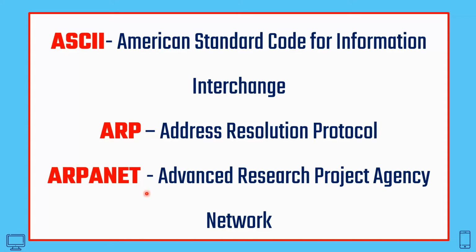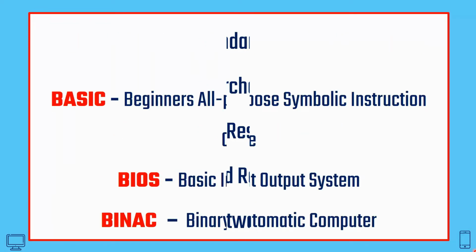ARPANET, Advanced Research Project Agency Network. It is the first name of the Internet, established in the year 1969. BASIC, Beginner's All-Purpose Symbolic Instruction Code. BASIC is a computer programming language that was developed in the mid-1960s to provide a way for students to write simple computer programs. BIOS, Basic Input-Output System.